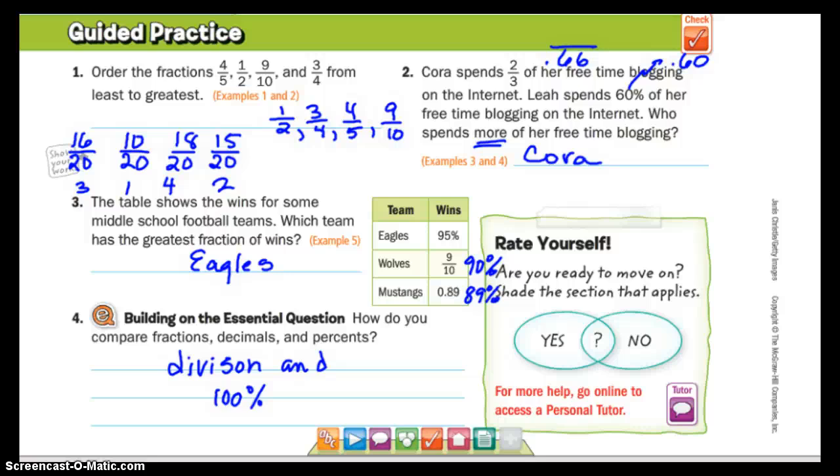So what did we learn? It's all about division and 100%. 100% for percentages, and then to figure out a fraction to a decimal, it's just a division problem.